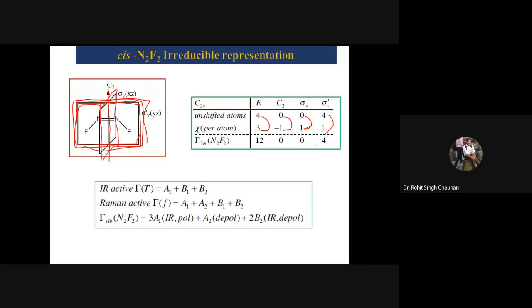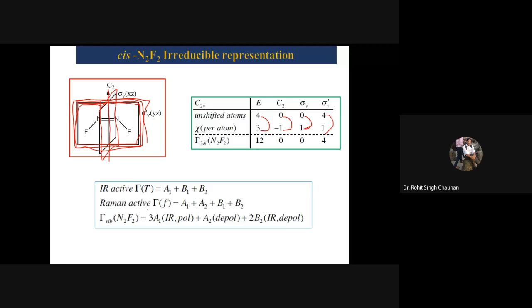Now you are supposed to find the reducible representation first. So this is the reducible representation, 12002. Now you will apply the reduction formula. From that reduction formula, I have put it directly here. You are able to get 3a1 plus 2a2 plus 3b2.